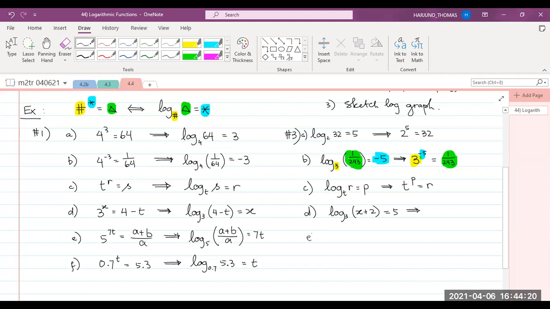These three questions here. Part E, log base 2 of m is equal to 3x plus 4. What will that be in exponential form? And part F, log base b of 512 equals 3 over 2. What will that be in exponential form? Okay, let me give you maybe 1 minute for this.